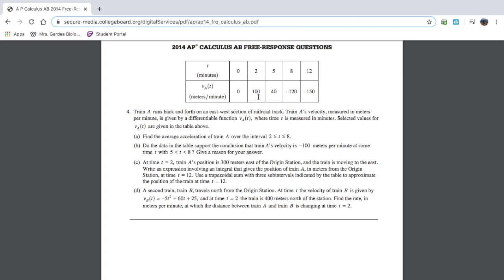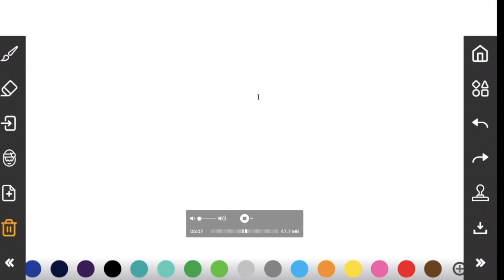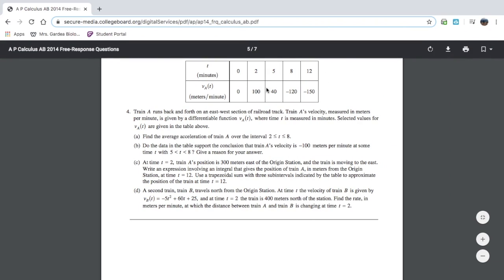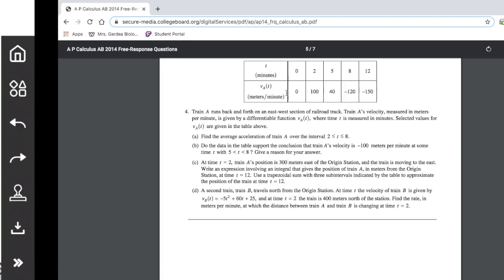Part B reads, do the data in the table support the conclusion that train A's velocity is negative 100 meters per minute at some time t with 5 less than t less than 8? Give a reason for your answer. Okay, so it's asking us if at any point is there a value of time where VA of t is equal to negative 100. And you can see on the table, it's looking at the times 5 to 8. So you can see that it goes from positive 40 to negative 120.